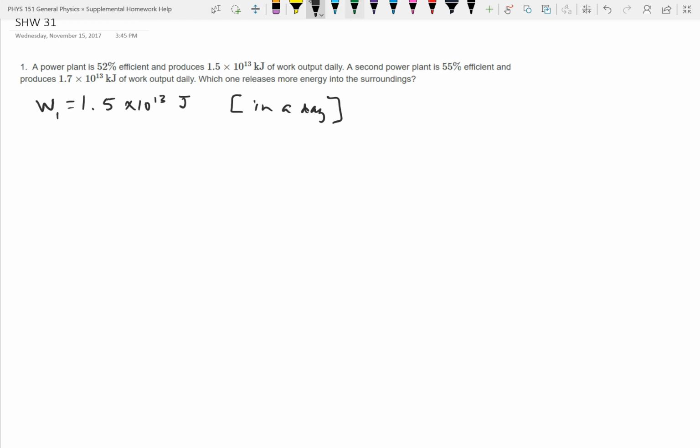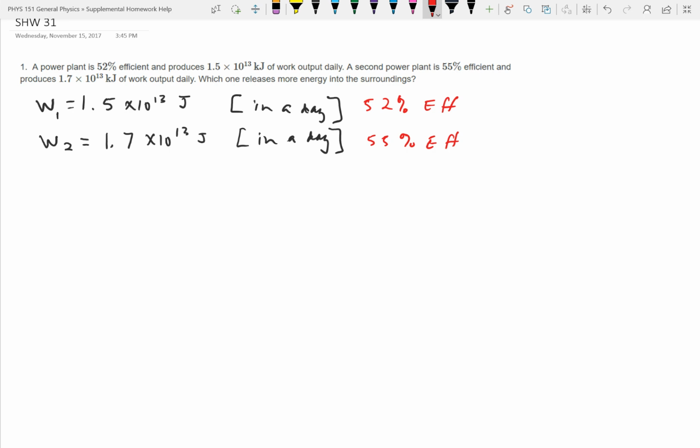A second power plant produces 1.7 times 10 to the 13th joules in a day. And we have different efficiencies for the two. The first power plant is 52% efficient, and the second one is 55% efficient.